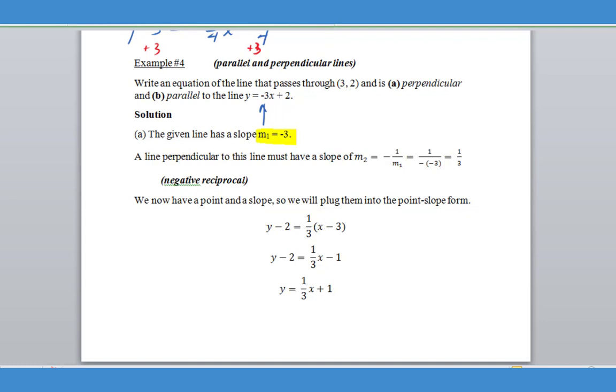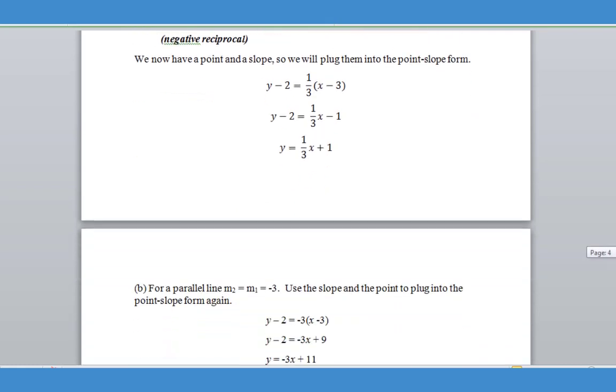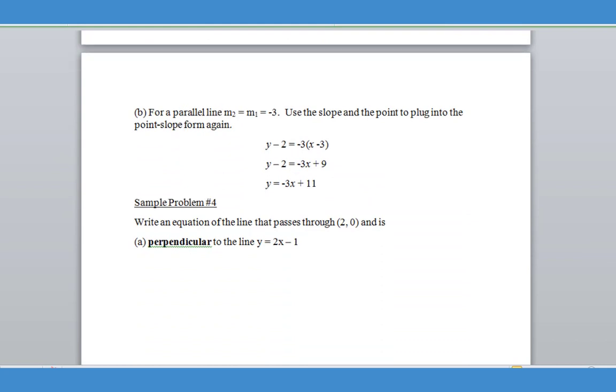Now we also have to recognize that that given point is not a y-intercept or an x-intercept, and so then we would just simply use our point slope form as we've done in the previous examples, and you can see that our final equation is y equals 1/3 x plus 1. Now, in part B, they make it a little bit easier for us, and they simply ask us to find the equation of a line parallel. And so since parallel lines have the same slopes, we're just going to use the negative 3 again. And so in this case, you can see that we've simplified this down to slope-intercept form, and we're done.